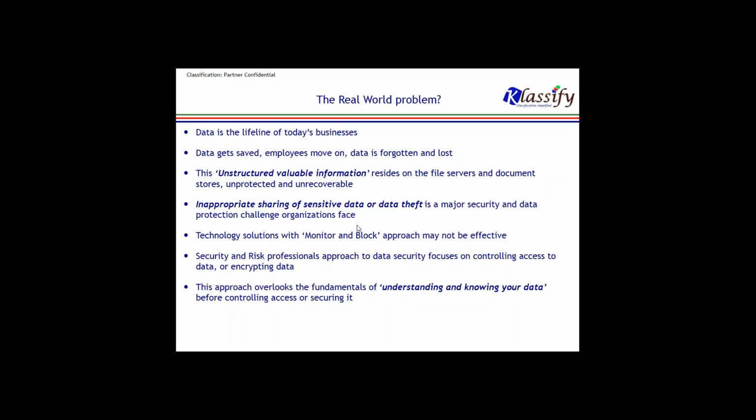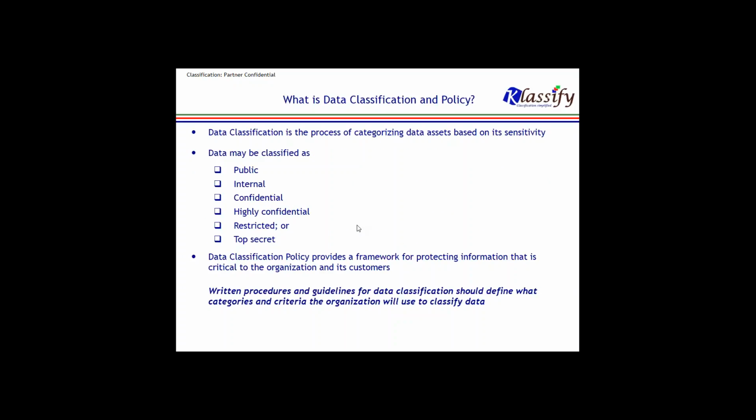Let's move on and look at what data classification really is that we are talking of. I think in the most simplistic terms, data classification is the process of categorizing data based on its sensitivity, based on its criticality. Let's look at the kinds of data in an organization and the kinds of data classification categories that most organizations have.